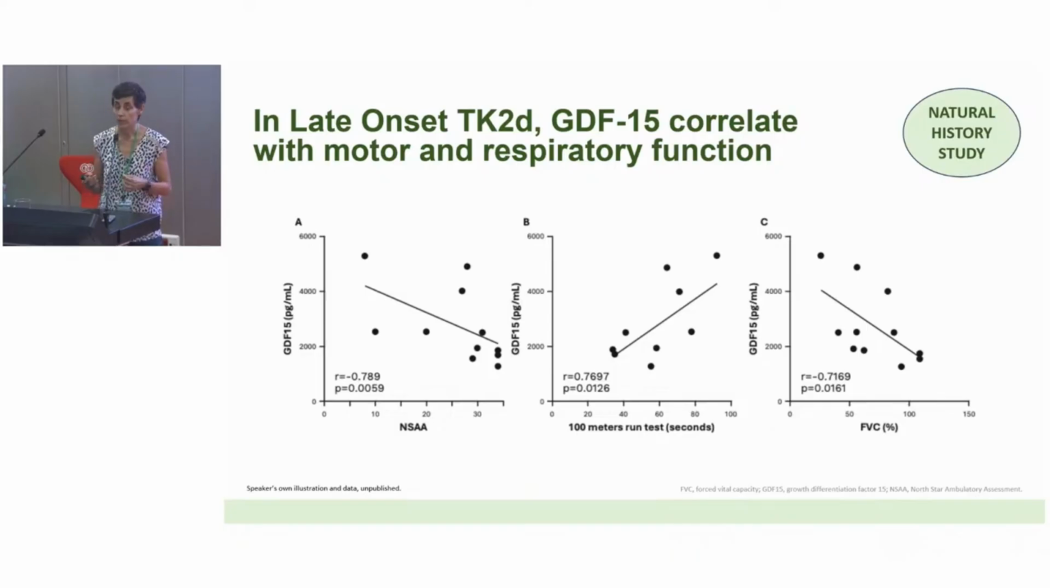It correlates with the motor performance. I show you here the correlation with the North Star Ambulatory Assessment, but also with the 100-meter run test. As you see, this test is the more sensitive way to capture the muscle problems in patients with PMM because we are analyzing and capturing not only the maximal effort of the patient, but also the endurance of the patient.